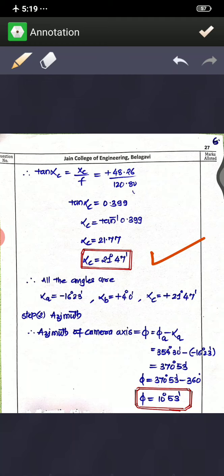All angles are, see here, alpha A is equal to negative, that is 16 degree 23 minutes. Alpha B is positive, that is plus 4 degree 0 minutes. Alpha C is also positive, that is 21 degree 47 minutes.